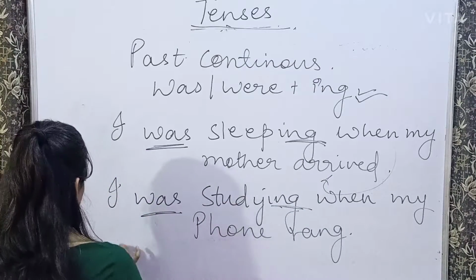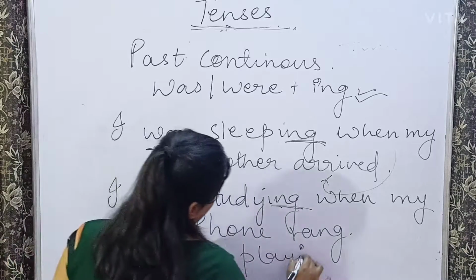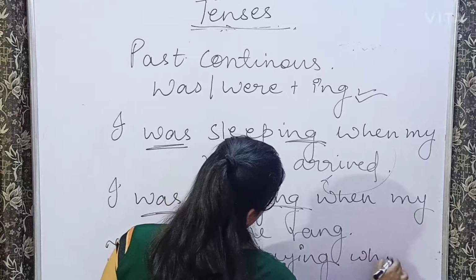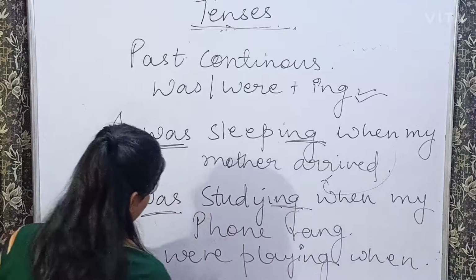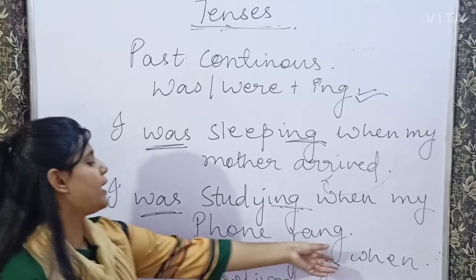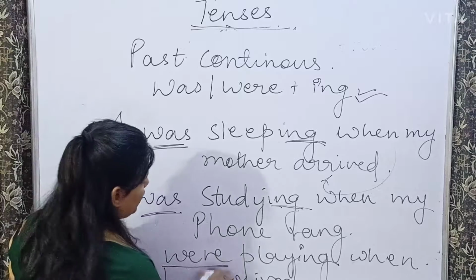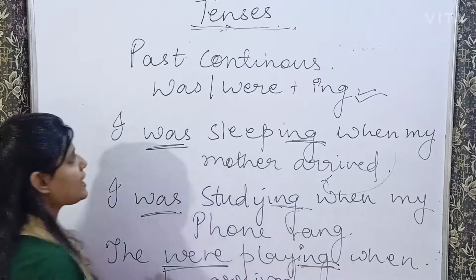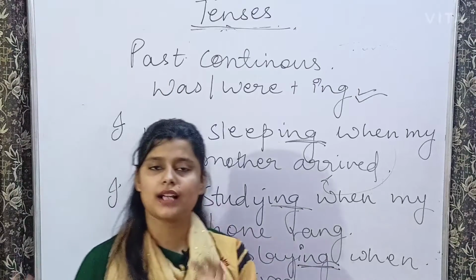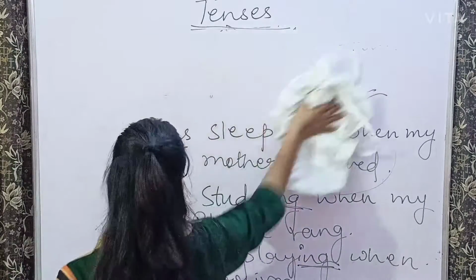You can take one more example. They were playing when he arrived, means they were playing when he arrived. उनका ये एक्शन खत्म नहीं हो पाया कि somebody arrived over there. So can you see there is were plus ing. So these kind of sentences are your past continuous sentences. So you can identify them easily like this.